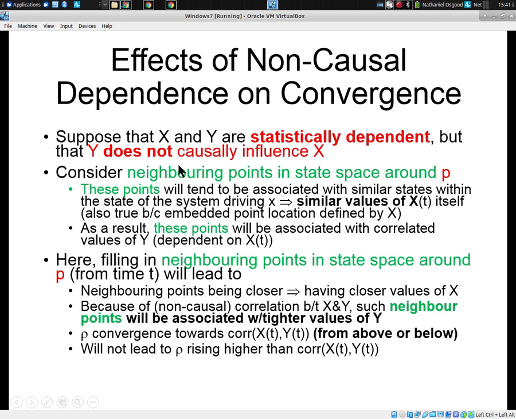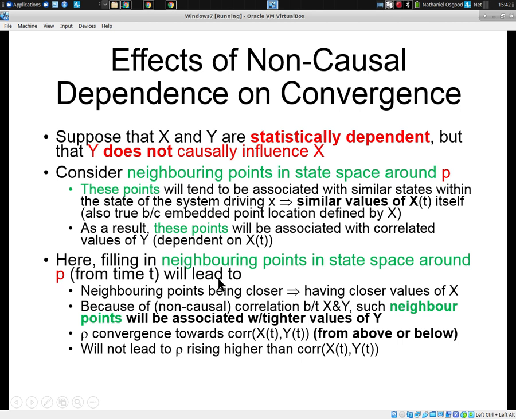Okay, so we'll go through this related argument again. We'll go through the point again from a similar argument. Suppose that X and Y are statistically dependent, but Y does not causally influence X. Now consider a point P and neighboring points. If we consider the state of the system driving X, which does not include Y, because Y does not causally influence X, similar values of X of T, these points will tend to have similar values of X of T, X of T minus tau, X of T minus 2 tau. So they tend to be associated with somewhat correlated values of Y.